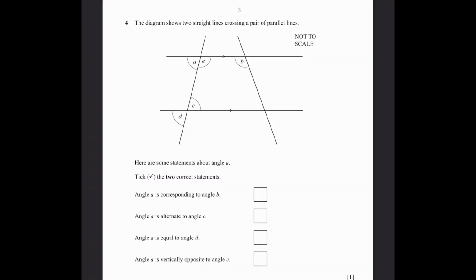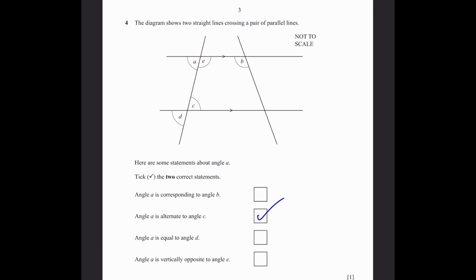Question 4. The diagram shows two straight lines crossing a pair of parallel lines. Here are some statements about angle A. Take the two correct statements. Angle A corresponds to angle B. No, that's wrong. Angle A is alternate to angle C because these two are the inner angles on opposite sides of the transversal line, which is the first one. This is correct. They are alternate.